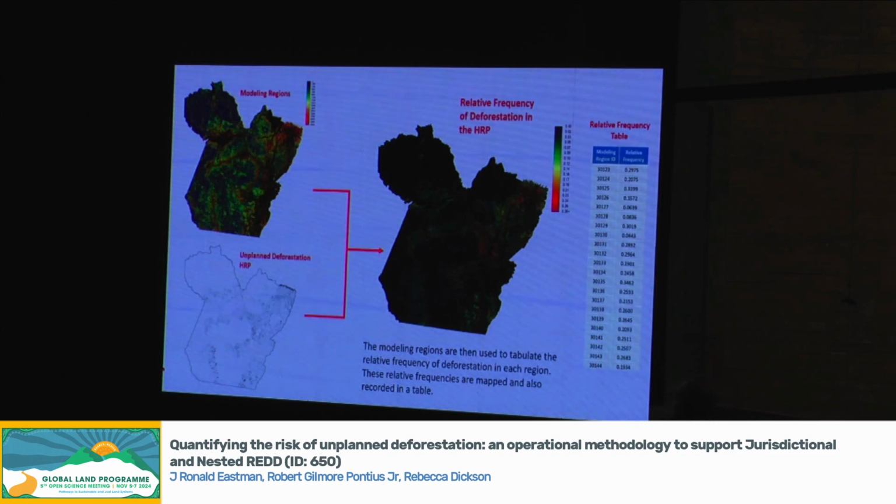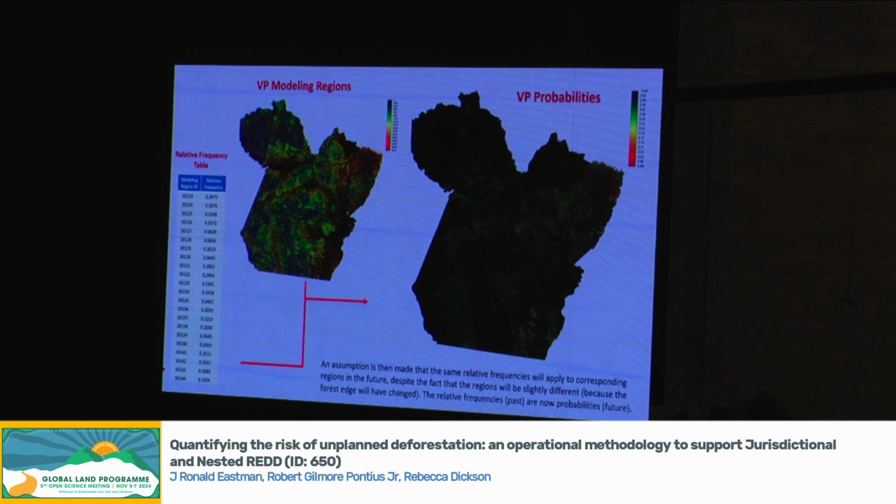All right, so those relative frequencies are now mapped. You can see the map here on the right, and also recorded in a table. Now we take that relative frequency table, and now we apply it to new modeling regions for the future. All right, so as we start into the validity period for the project, we're now looking at a new period of history. We're working forward.